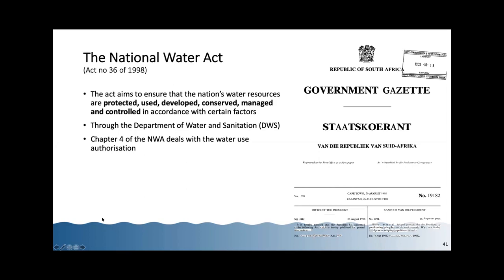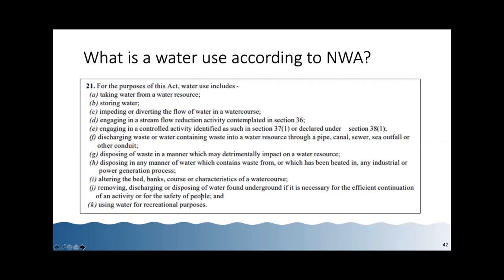In Chapter 4 of the National Water Act, it deals with what we call water uses. So you can use water in several ways. You can take water, you can store water, you can transfer water, and you can even use water for recreational purposes. And depending on the volume you use, it will dictate whether you need to license it or not.